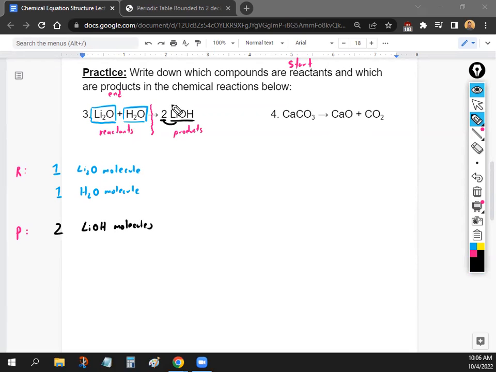So if there is a number in front of that molecule, it tells us that we have multiple of that molecule. Okay. If there's no number, it means there's just one. But if we have a number in front of it, it tells us that we have that many. So if this was a 5 or something like that, that means we would have 5 LiOH molecules. If the number was 100, we have 100 LiOH molecules.